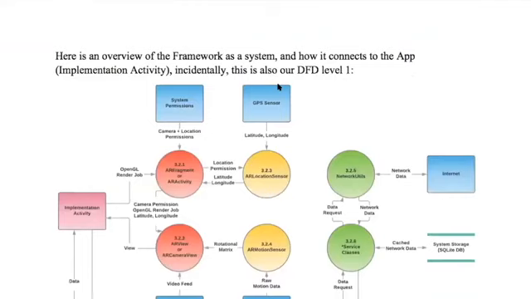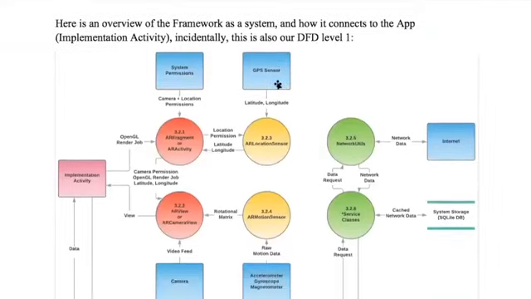3.2, data flow. Here's an overview of the framework as a system and how it connects to the app implementation activity. Incidentally, this is also our DFD level 1. Would you rather describe all of these relationships between these modules in words, in a sentence, or with graphics?